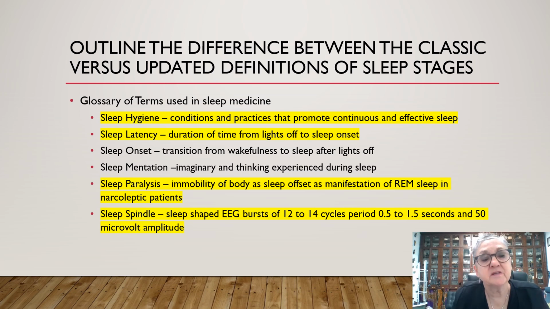Sleep paralysis is immobility of the body at sleep offset as a manifestation of REM sleep in narcoleptic patients. And sleep spindle, sharp EEG burst, 12 to 14 cycles per second, 0.5 to 1.5 seconds with 50 microvolts amplitude.